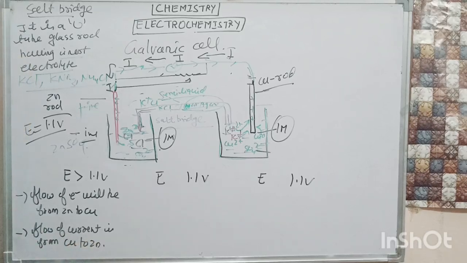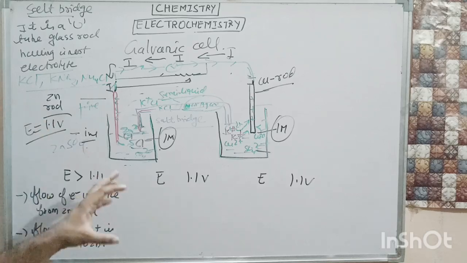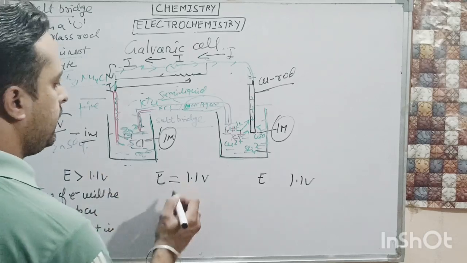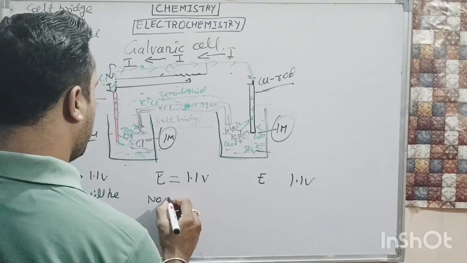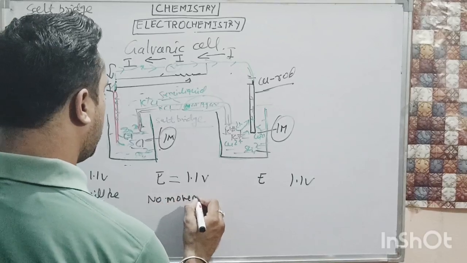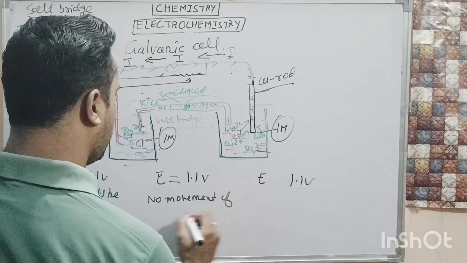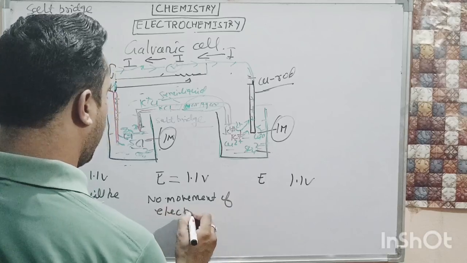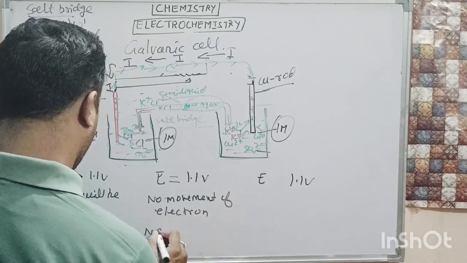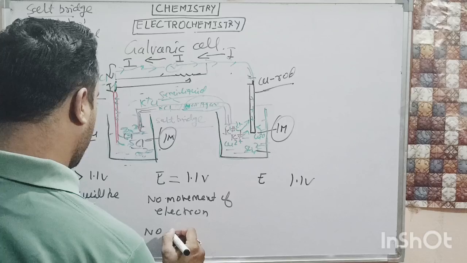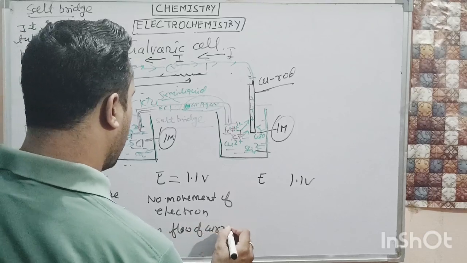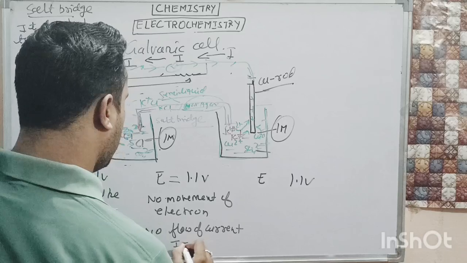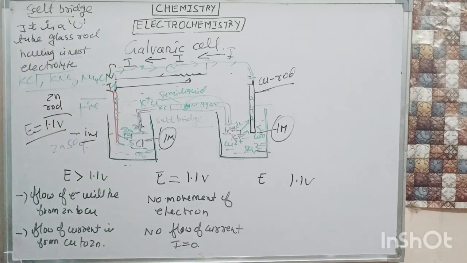After some time, what happens? The reaction becomes normal and it attains equilibrium. E is equal to 1.1 volt, where there is no movement of electrons and no flow of current is possible. The value of I would be 0 in this case.